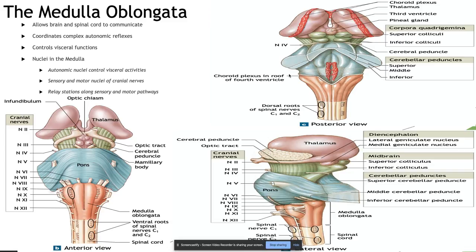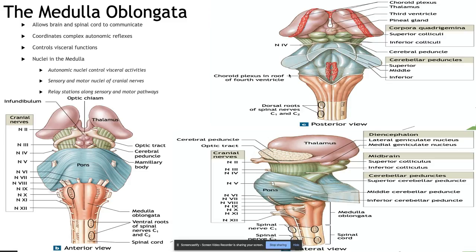So two, the sensory and motor nuclei of the cranial nerves. The medulla oblongata contains sensory and motor nuclei associated with the five cranial nerves, so 8, 9, 10, 11, and 12. These cranial nerves provide motor commands to the muscles of the pharynx, the neck, the back, as well as the visceral organs of the thoracic and peritoneal cavities. Cranial nerve 8 carries sensory information from receptors in the internal ear to the vestibular and cochlear nuclei, which extend from the pons to the medulla oblongata.